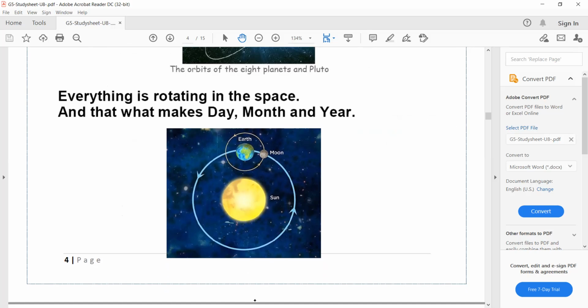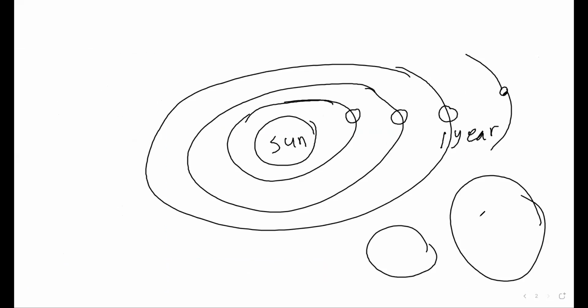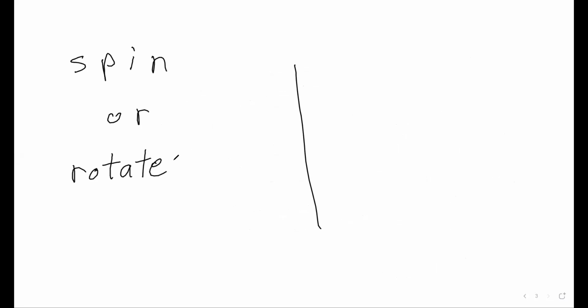Let's go to the whiteboard. I want to explain the differences between these words. We have two words. The first one, spin or rotate. They have the same meaning. And the other word is called orbit or revolve.